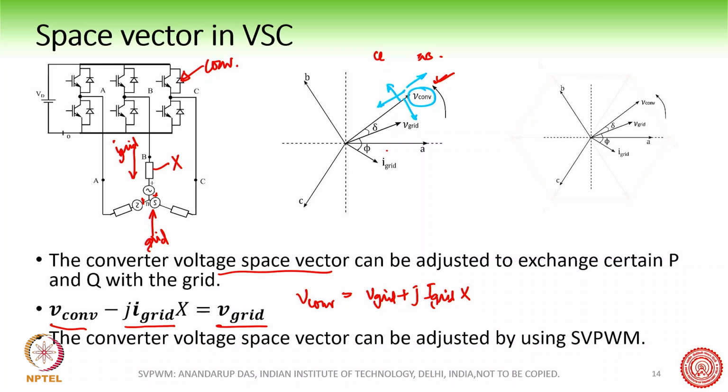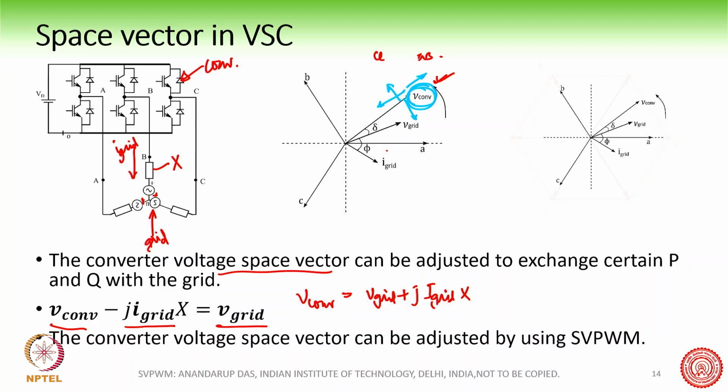Once we play around with this V conv voltage, which is in our hand, remember the converter phase voltage space vector is in our hand, and the grid voltage is not in our control, and the current is a dependent variable between the grid voltage and the converter voltage. So the converter voltage space vector is something which we can change, we can increase or decrease its magnitude, or we can rotate it clockwise, anti-clockwise. And this can be done using the switching combinations, as I have already told. So this V conv is something which is in our hand, and we would like to manipulate it.